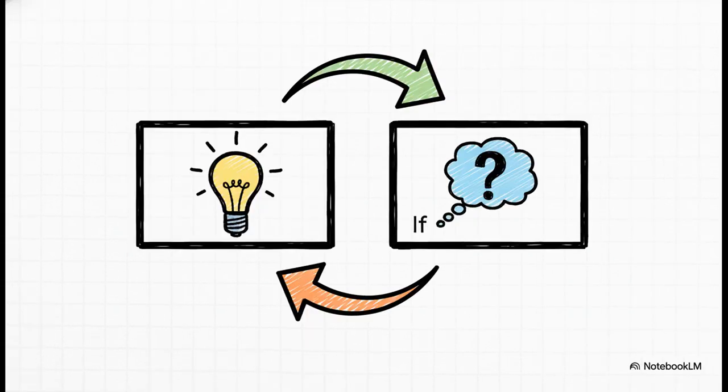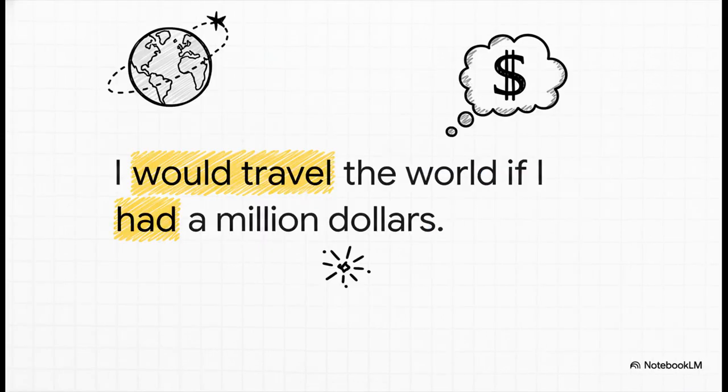But what if you want to shake things up a little? No problem at all. This structure is super flexible. You can put the result first and stick the if part at the end. The meaning stays exactly the same. So you can just as easily say, I would travel the world if I had $1,000,000. It has the exact same imaginative punch. The only tiny thing that changes is you get to drop the comma.